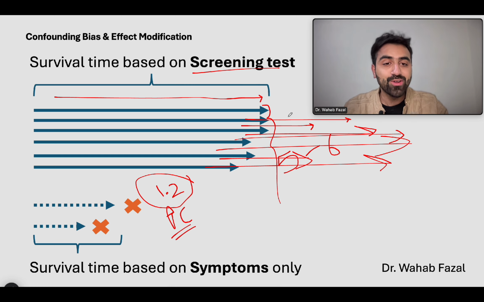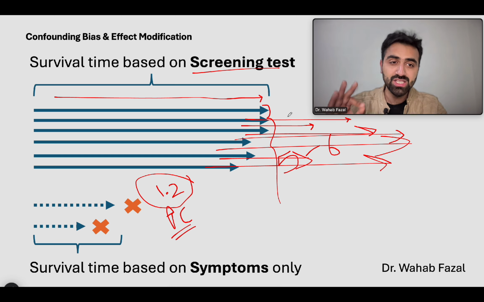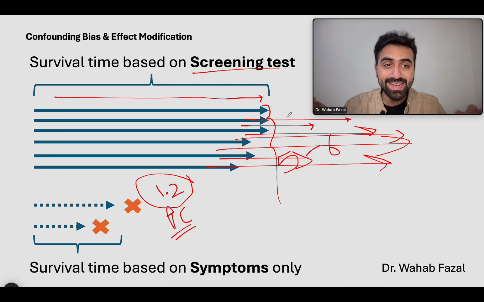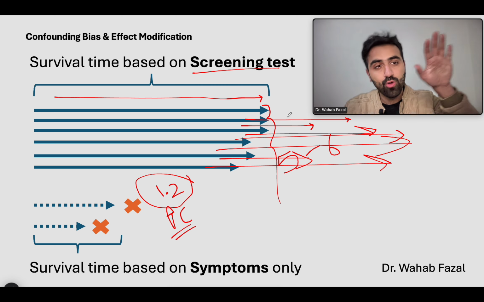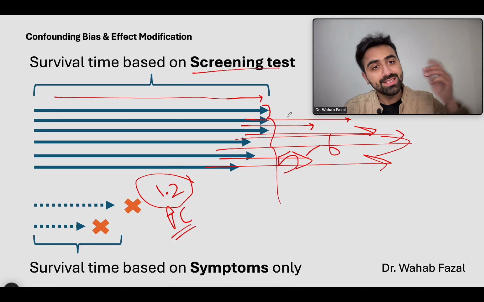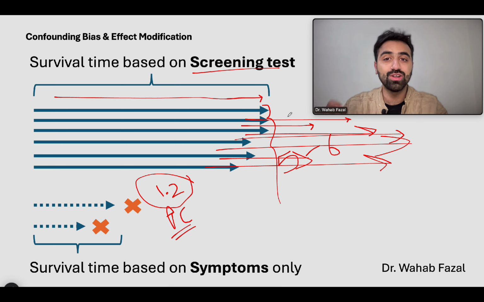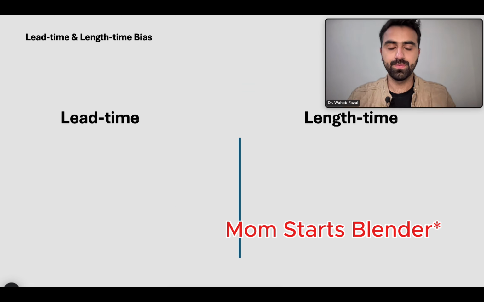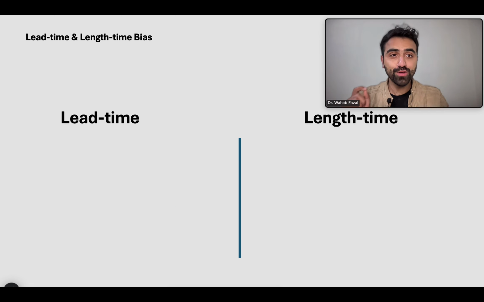So this is the concept of length time bias, which is a slow progressive disease. Don't do anything. Your screening test is just diagnosing very good people with the disease who would have lived either way. Now let us put both of these side by side and try to understand. I know this is a confusing topic, but this will be very simple in a few seconds, and all of those examples will start to make sense now.